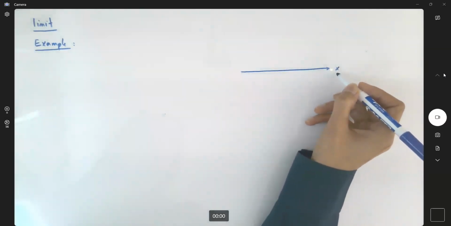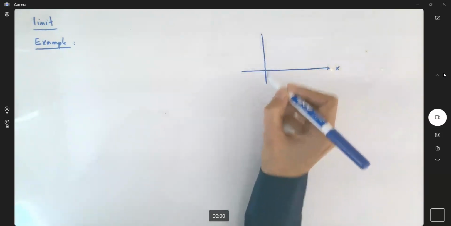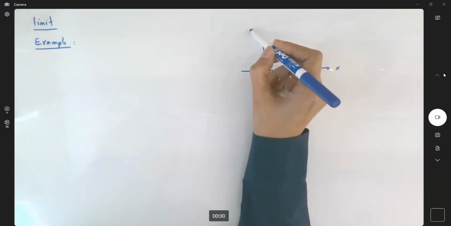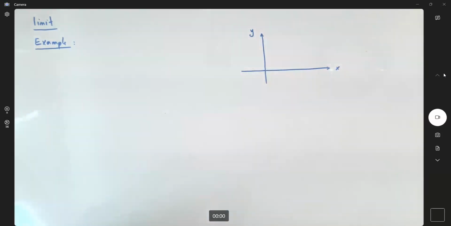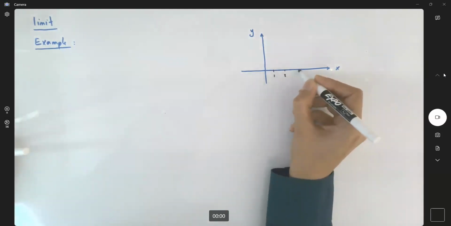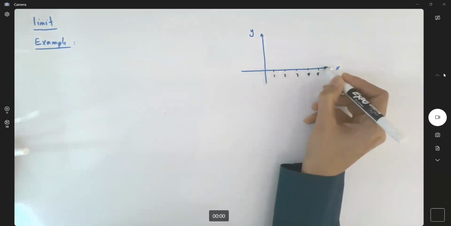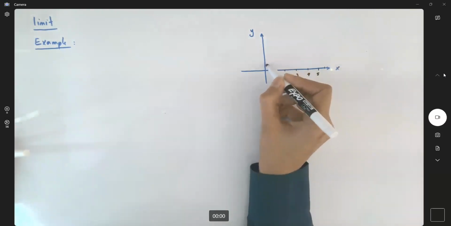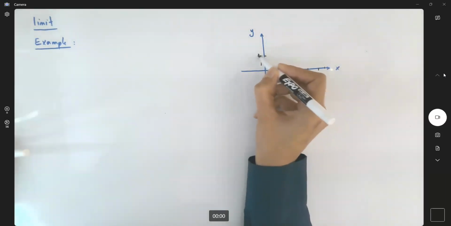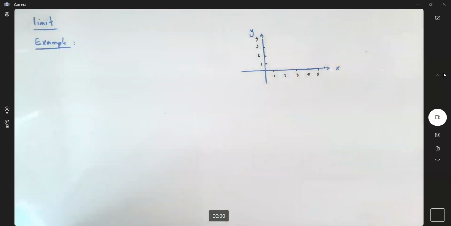This is our x-axis, and then we have our y-axis. Try to be as precise as I can. So the graph of the function behaves like this. We have 1, 2, 3, 4, 5, and the rest of the numbers. And on the vertical line, 1, 2, 3, 4, and the rest of them. So the graph behaves like this.